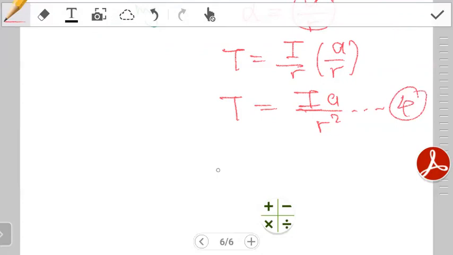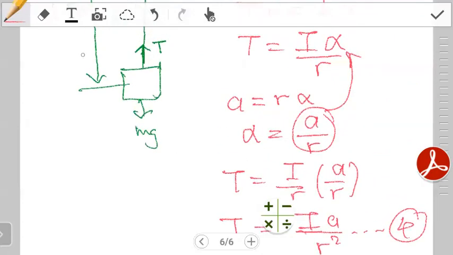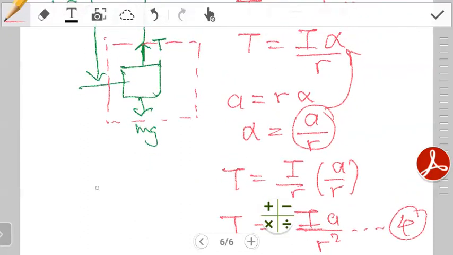So now this was from the cylinder. Now what we're going to do is come down here, and look at the forces that are acting on the vertical axis for the mass. So for the mass, let's choose down to be the positive direction, since down is the direction of motion.